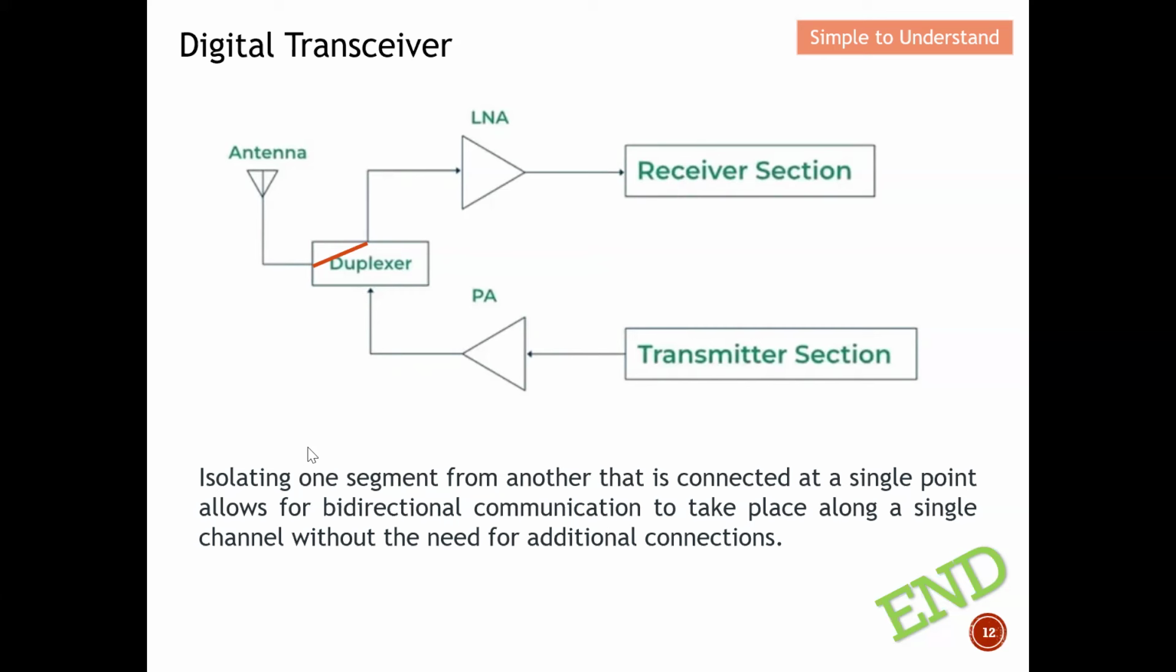The key purpose of the duplexer is to isolate one segment from another. As I told you, either the transmitter or the receiver can be active, but not both. They are all connected at a single point, over here, which allows bi-directional communication to take place along a single channel without the need for additional connections. With this, I hope you have a better idea what a digital transceiver is. In this video, I focused on the receiving end of the digital transceiver.